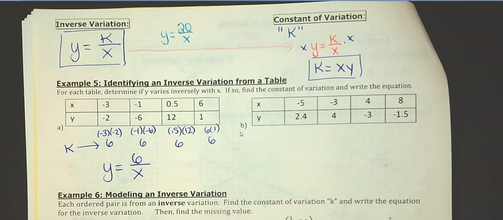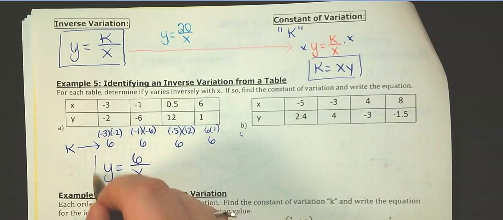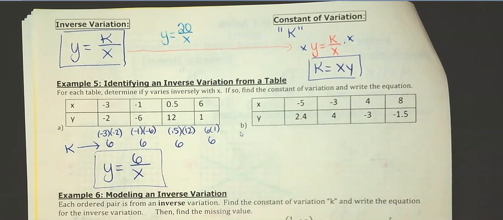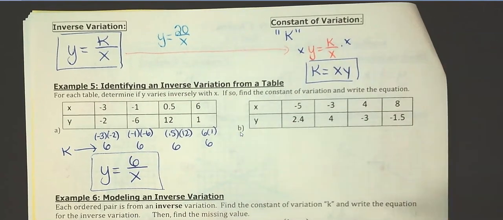These are easy to check. If you want to pick values out of the x from your table, plug it in, see if it gives you the same y value as what you have in the table. You can do that really quickly. So if you're checking for inverse, the x coordinate times the y coordinate has to be the same for each of the sets of points in your table.